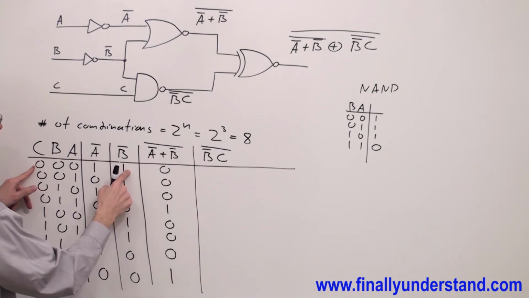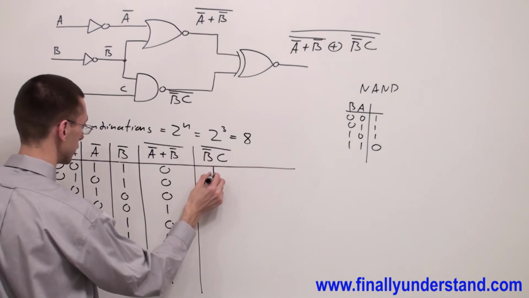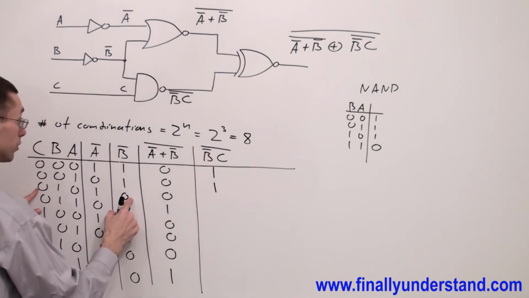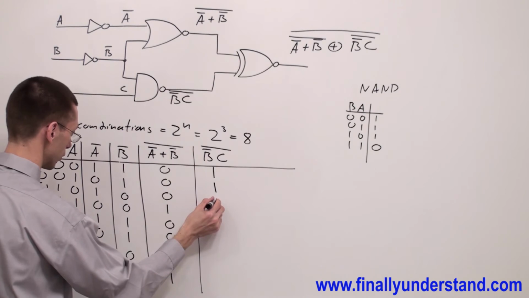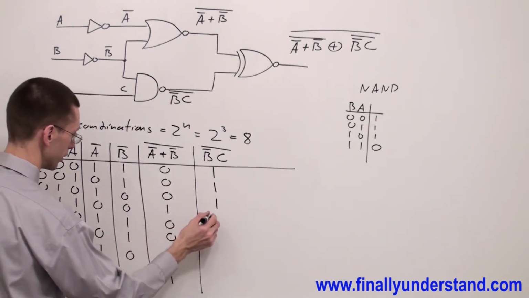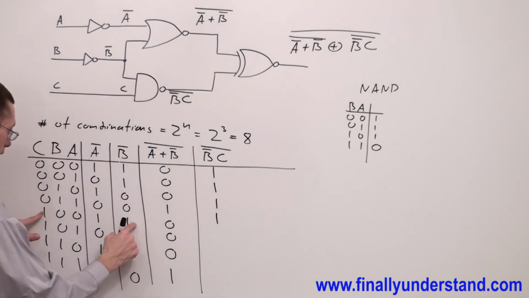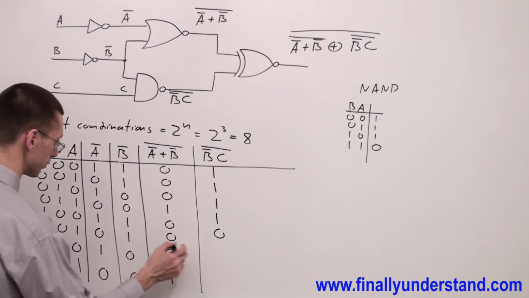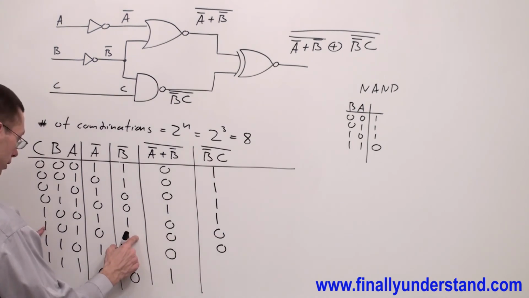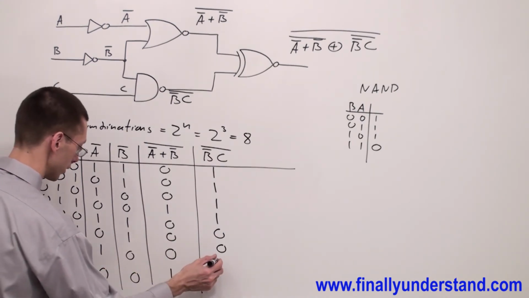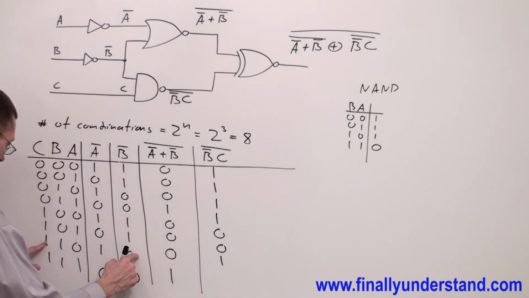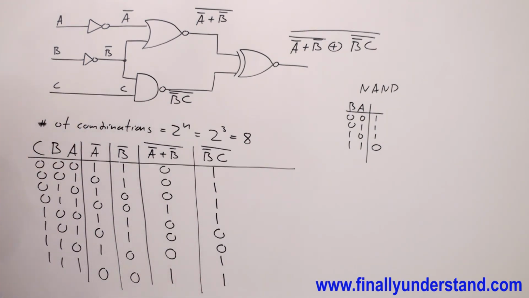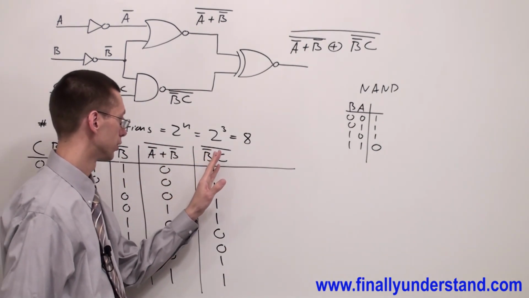0 1 gives me 1. 0 0 gives me 1. 1 1 gives me 0. 1 0 gives me 1. This is my column B not, NAND C.